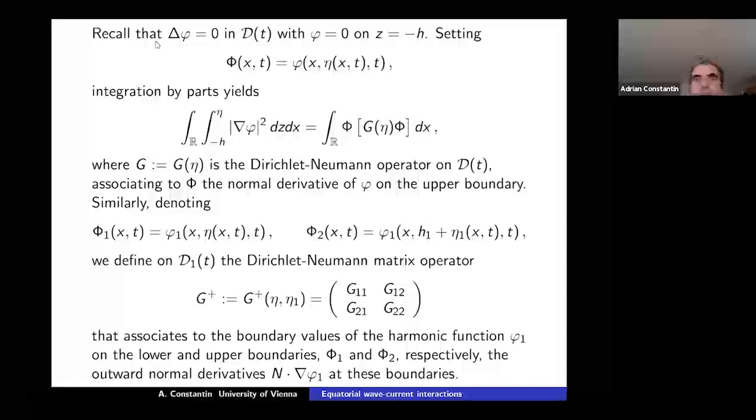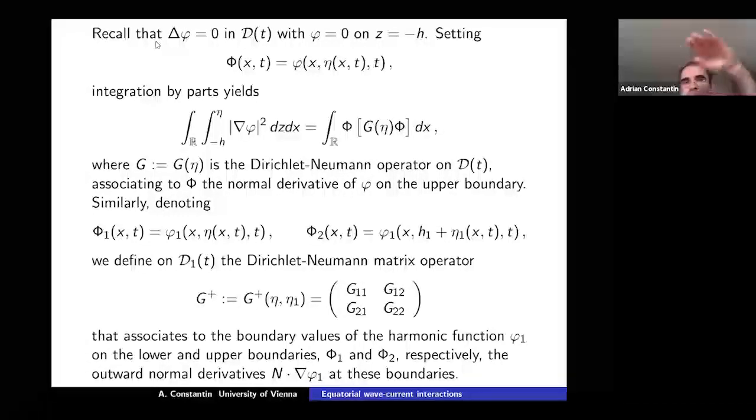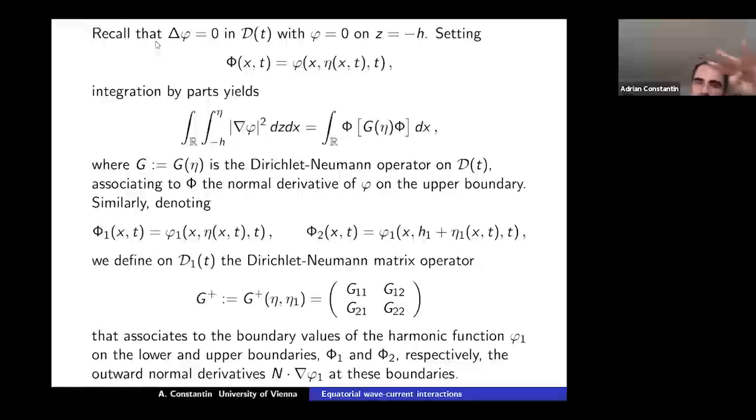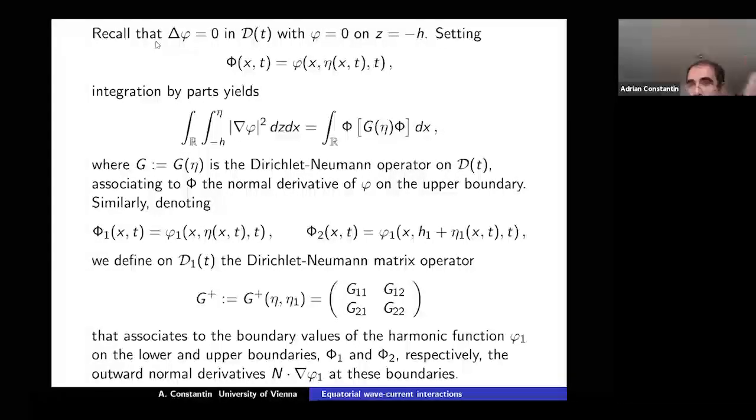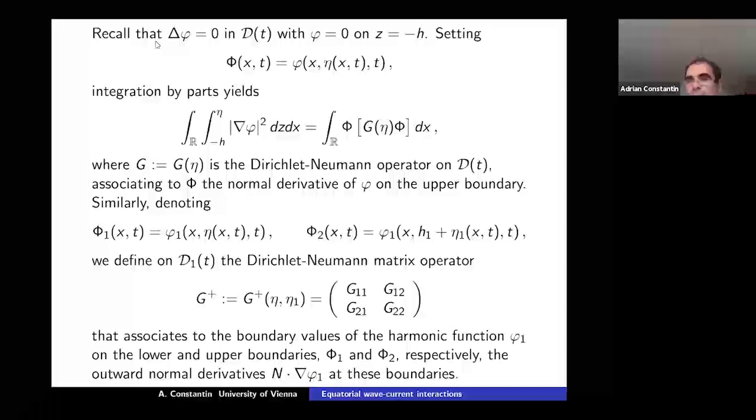For the lower layer, I have a flat bed and just the interface, the internal wave. There it's simple because you take a Dirichlet condition on the thermocline, and you associate to this the Neumann, the normal derivative. That's one Dirichlet-Neumann operator. That's a scalar one.